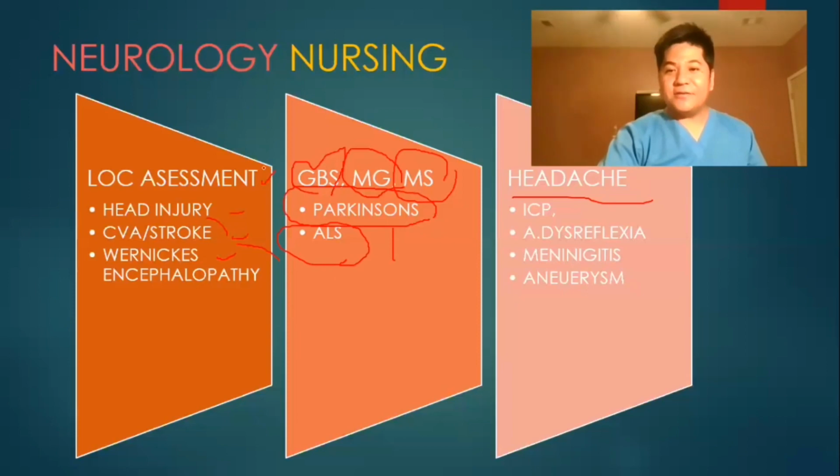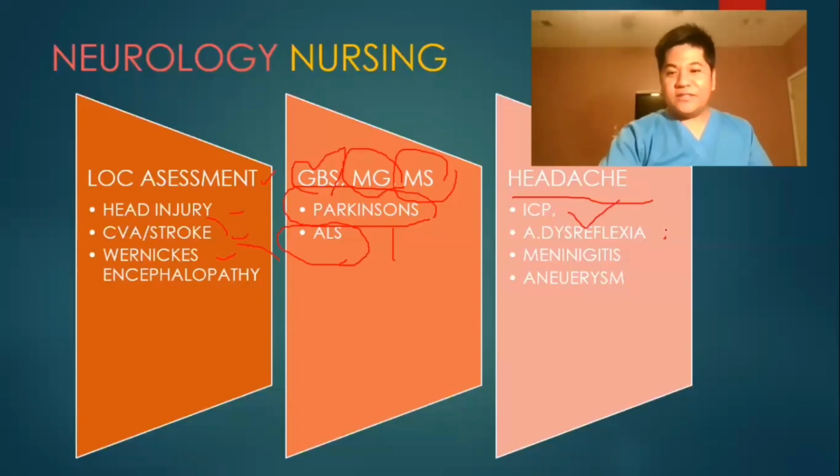Okay, increased intracranial pressure, increased ICP, is also one of their favorites. What we need to do with this? Avoid Valsalva, avoid straining, avoid something that would increase the ICP, proper positioning and everything.